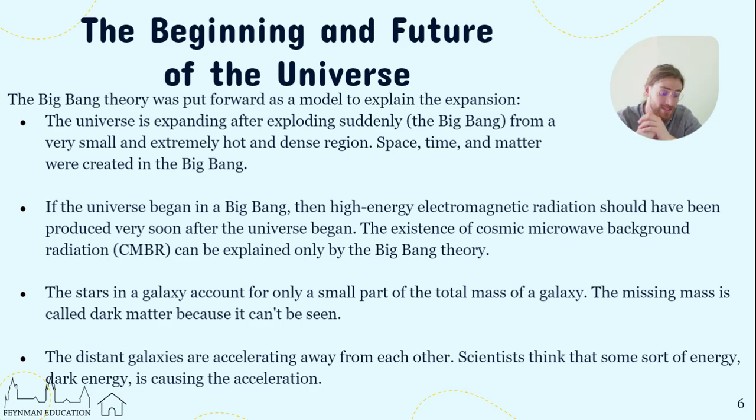The distant galaxies are accelerating away from each other. So scientists think that they are doing this through something called dark energy that's causing the acceleration. And the stars and the planets are actually only a small amount of the matter that our universe is made up of, because the rest of it they believe is something called dark matter. Okay, which is kind of like antimatter, which is kind of like not matter. All very theoretical, all very interesting.